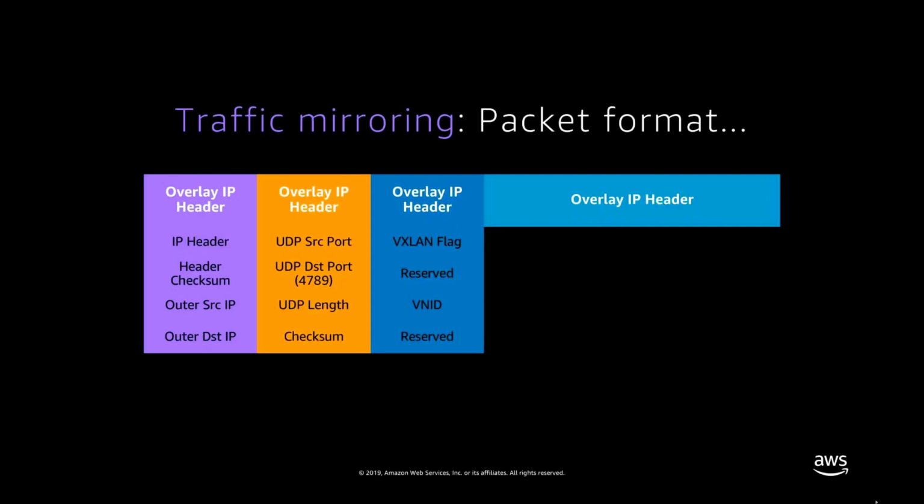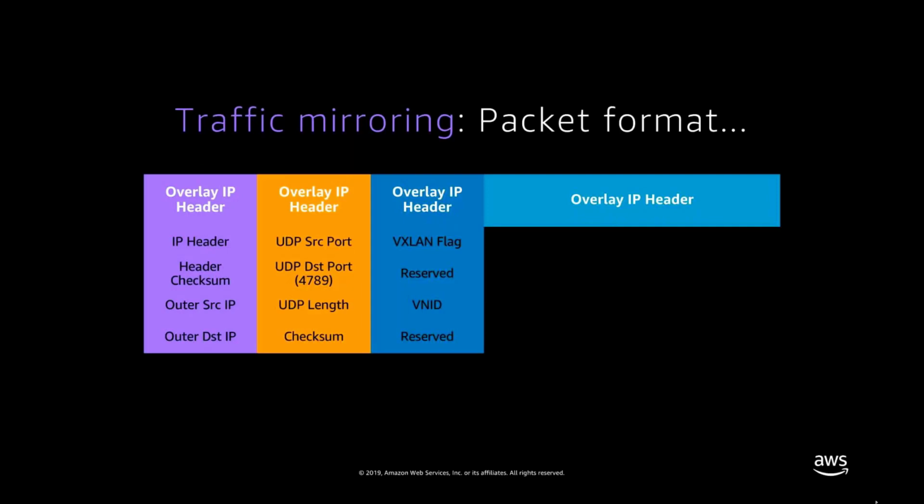For the UDP header, the key thing here is that the destination port is set at 4789, which is the VXLAN port. And then you have a VXLAN header where you can specify VXLAN ID or VXLAN network ID, and you have up to 16 million options that you can choose from. If you don't specify a VXLAN ID, we will randomly choose one of the values between 0 to 16 million and assign that to a packet.